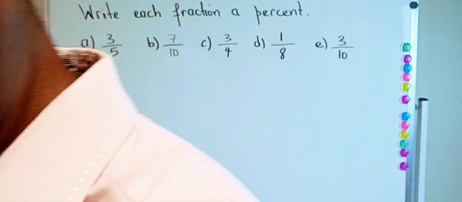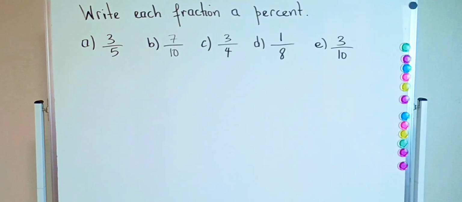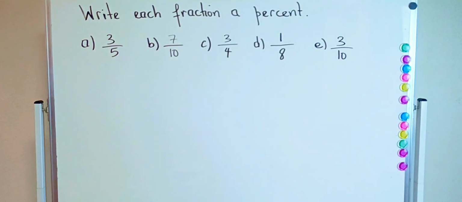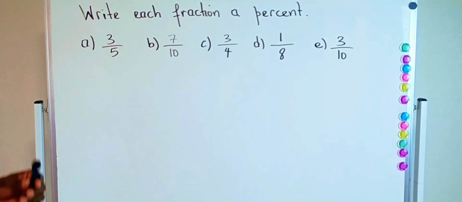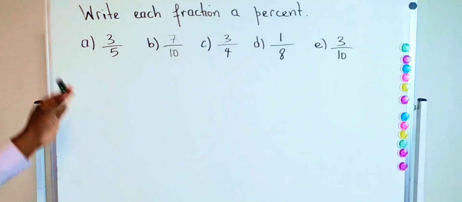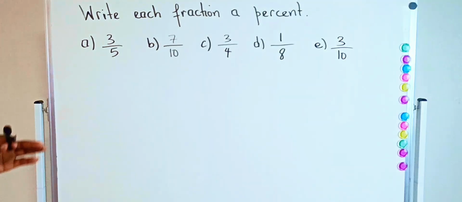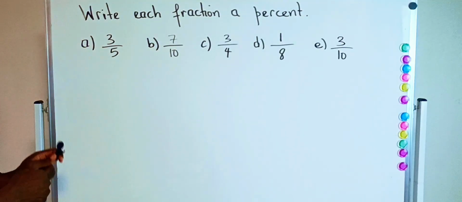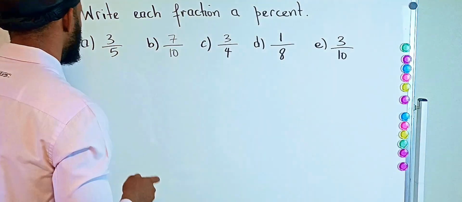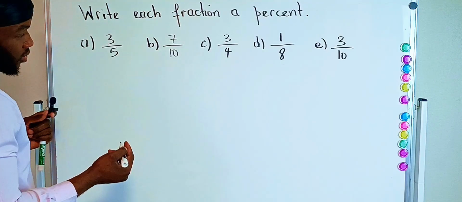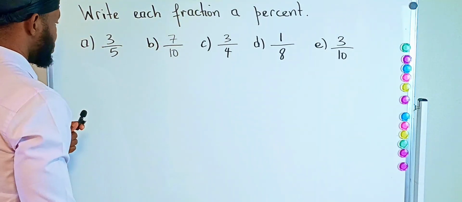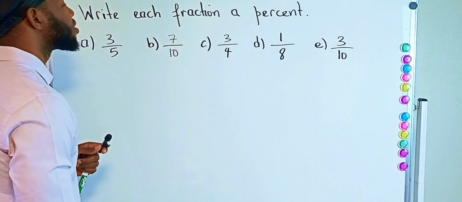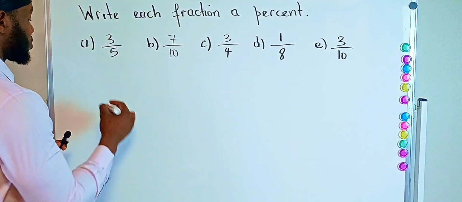Okay, guys, let's go. We're gonna solve this real quick. We got those exercises to solve. They ask us to write each fraction as a percent. So it's gonna be easy. Since we got a fraction to write as a percent, first thing to do, you do division in order to have the decimal equivalent. So let's do it.